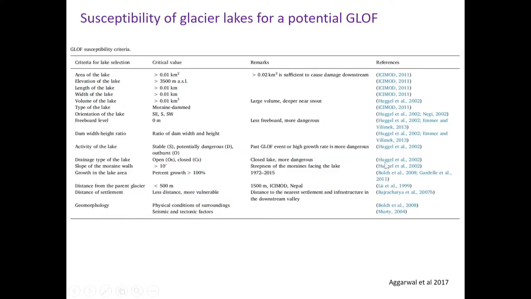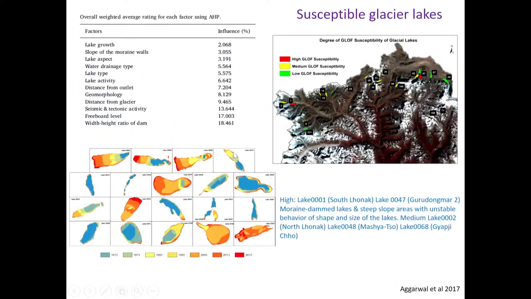So there are different criteria to identify the critical glacial lakes. We have used different criteria, and then we have identified using this AHP approach. We have defined different factors, and then we have mapped these glacial lakes in the Sikkim area. So you can see which lake is highly susceptible to the GLOF.